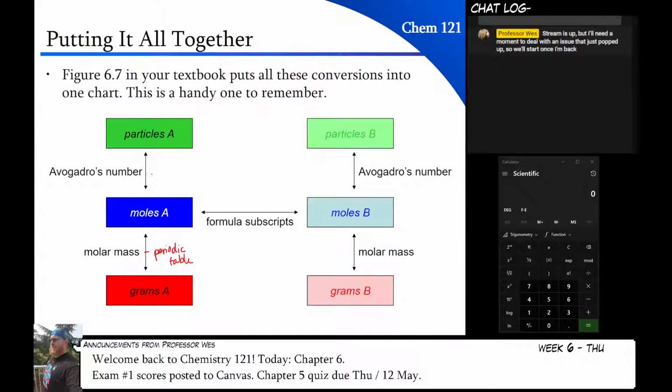Up here, to convert particles to moles, so like number of atoms, number of molecules, etc., we use Avogadro's number, and that was just 6.022 times 10 to the 23. And then to go from moles of something to moles of something else, that was if we had like a big formula here. So something like this. You just take the numbers right out of the formulas to get parts of molecules within the formula.